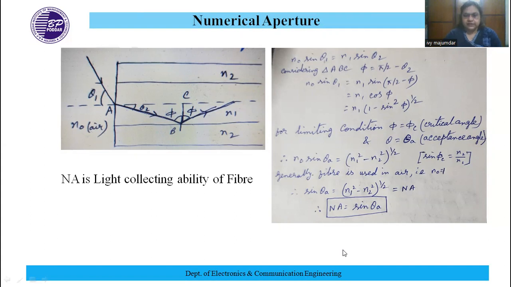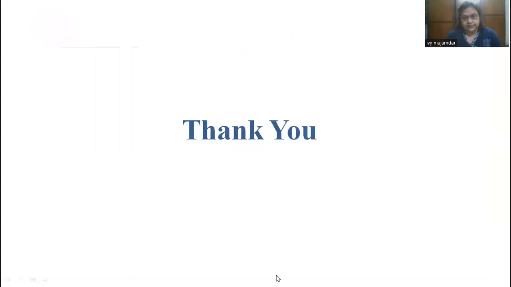So, after this, you will be able to discuss the applications of different fibers. I have calculated the relationship between numerical aperture and acceptance angle for meridional ray. You can try the expression, the relation for skew ray also, and also you can explore applications of different fibers for different applications, maybe in communication or maybe in other types.